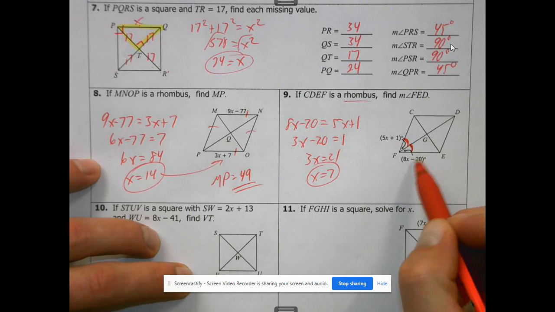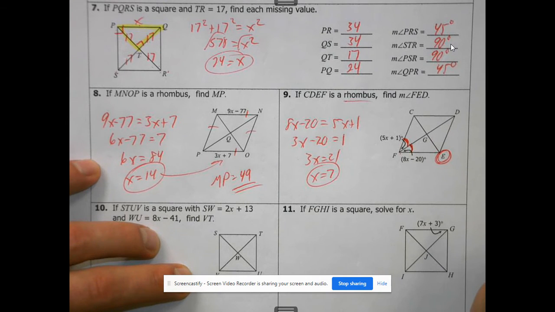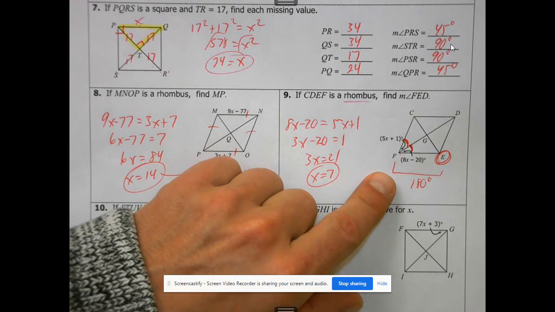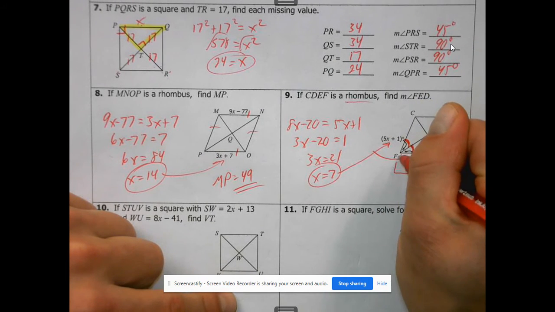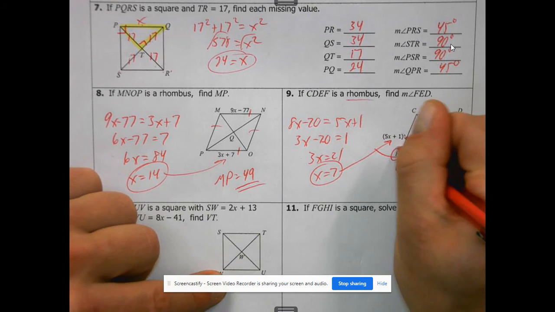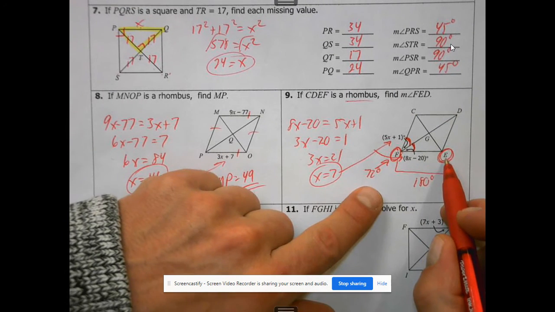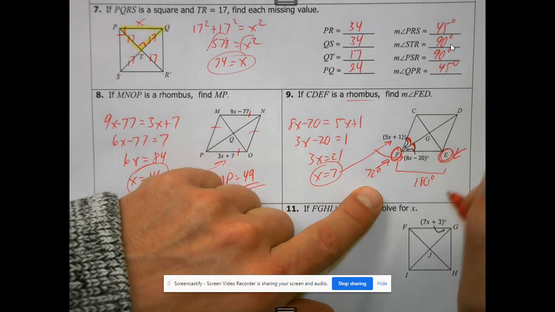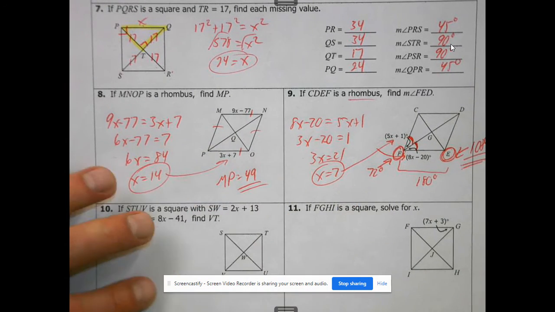Find angle FED. FED. It wants this whole angle right there, right? Well, here's what I know. Consecutive angles have to add up to 180. So what I'm going to do is take the 7, plug it into both of those, and add them up, right? If I do that correctly, this whole angle, angle F, comes out to be 72 degrees. But if I want to find angle E, I got to take the 180 minus the 72 to get angle E. If you do that correctly, E comes out to be 108. That is your answer, 108.